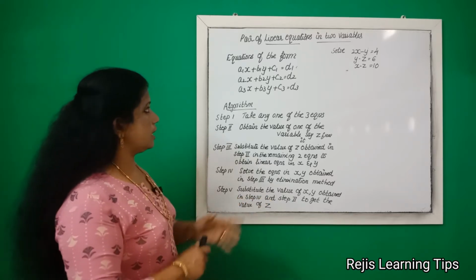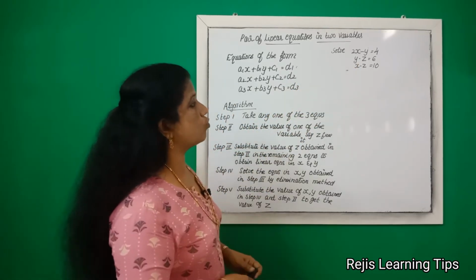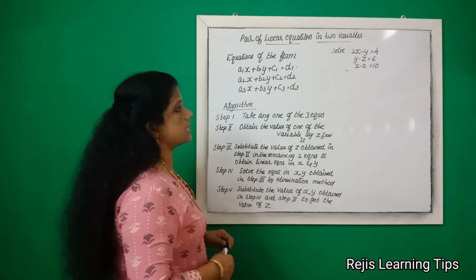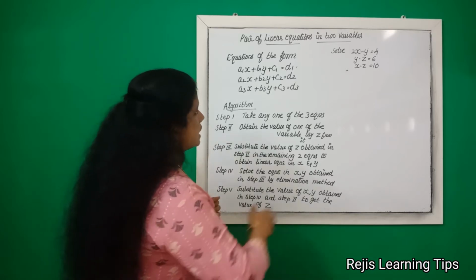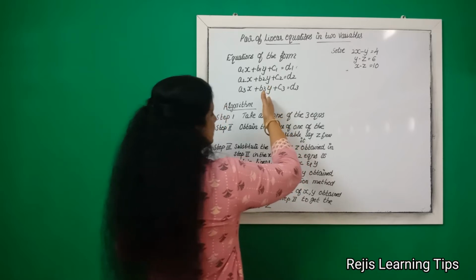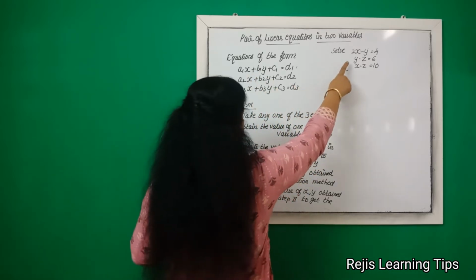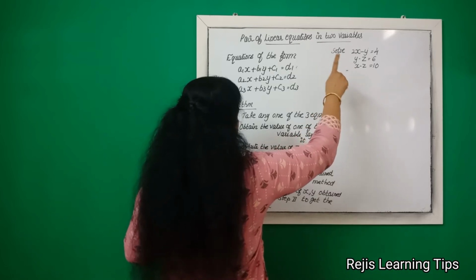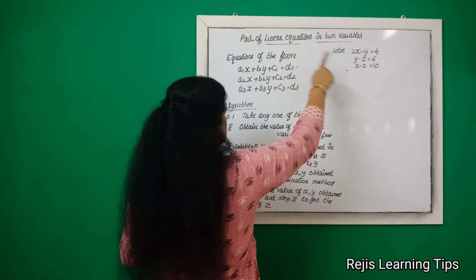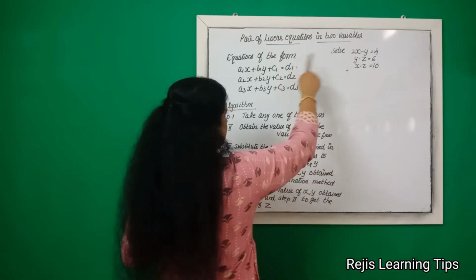to get the value of z. Our question is this: solve 2x minus y is equal to 4, y minus z is equal to 6, x minus z is equal to 10. These equations are in the form of a1x plus b1y plus c1 is equal to d1. a1x means 2x plus minus y plus c1. c1 is 0 there. So 2x minus y is equal to 4. d1 is equal to 4.